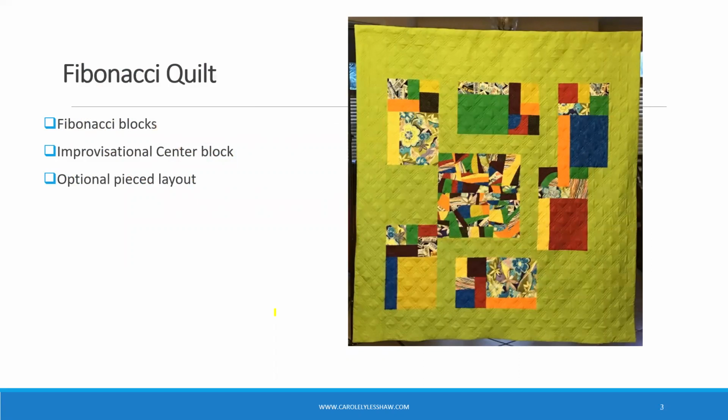Here's a sample of the Fibonacci quilt that I made a while back. And as you can see, there are 6 blocks which are based on Fibonacci math. They are quick and easy to piece. In the center of the quilt, you'll see this large improvisationally pieced block. If you don't want to piece it improvisationally, I will give you an optional layout for simply piecing it using fabrics that you've used in the rest of your blocks.